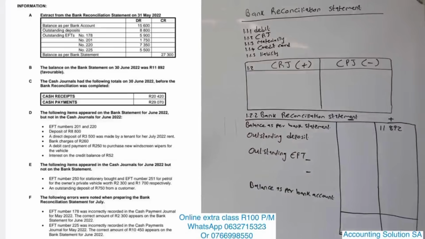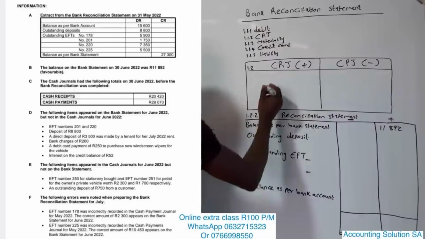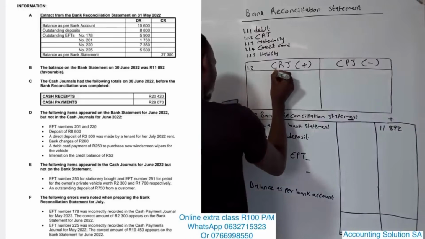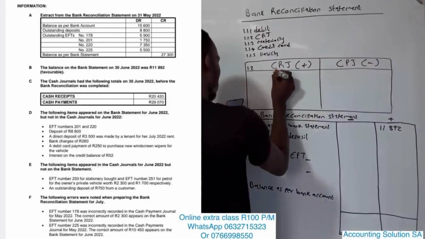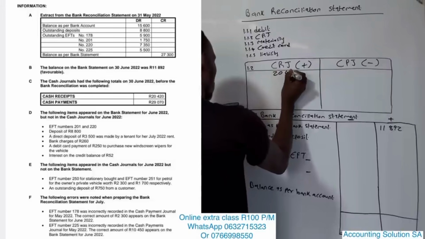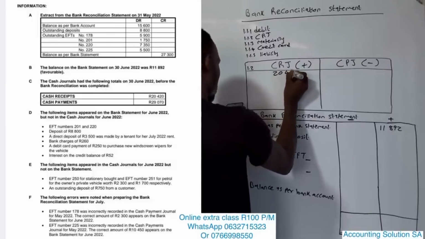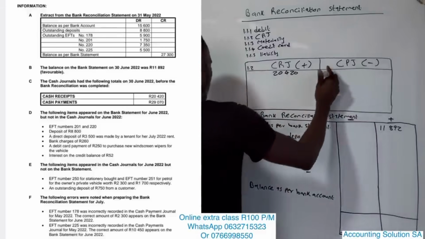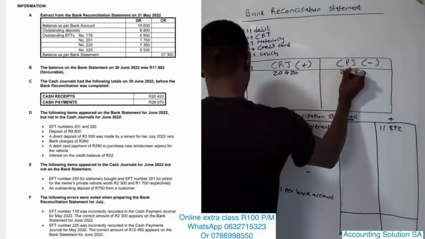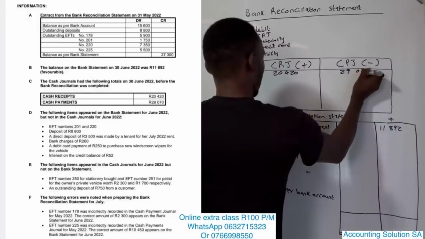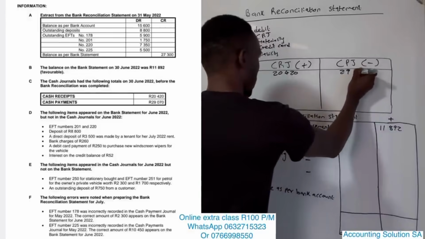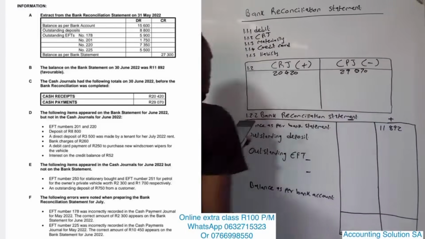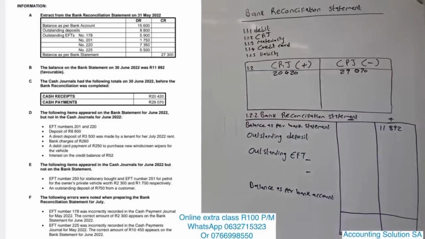Cash journals had the following totals on 30 June 2022 before reconciliation was compiled. We have a balance here. Cash receipts, it was 2420. We were not required to do a description or detail. 29,070. Very simple. This one is copy and paste, guys. You must get this. Okay. And after that, let's go to number D.